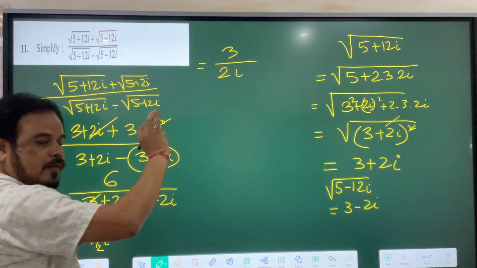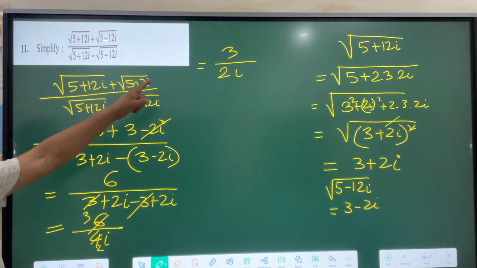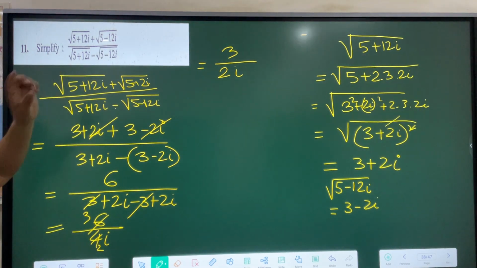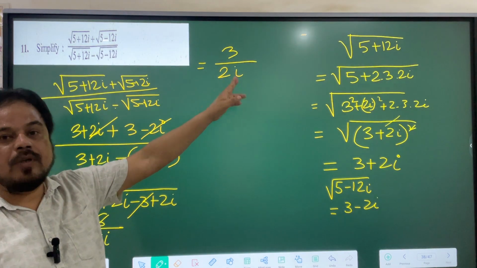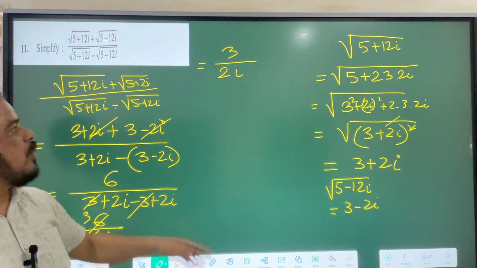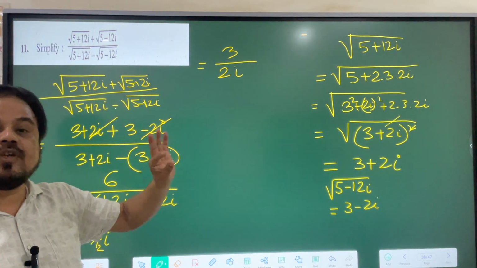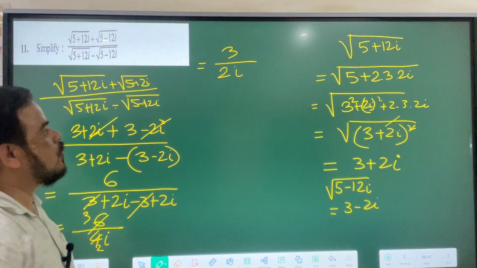This is not the answer. The question is to simplify. We have to make it simple, not complicated. I is in the denominator. As we saw in the previous exercise, whenever we get i in the denominator, we have to remove i from the denominator. So what will we do?